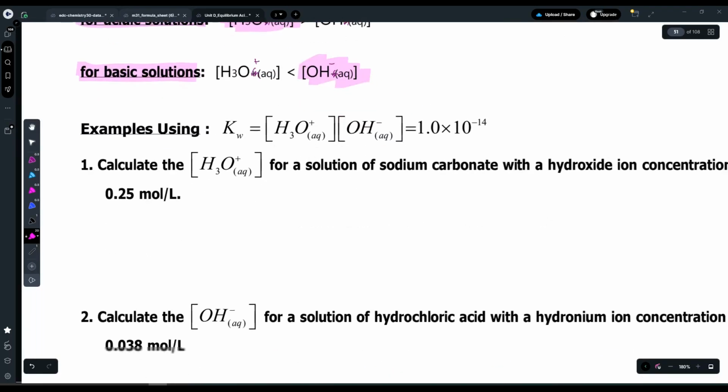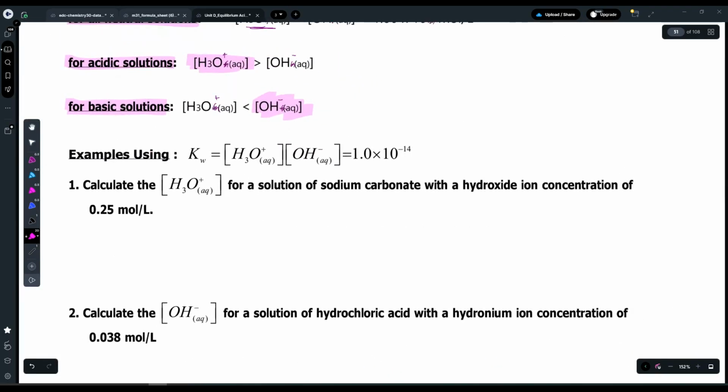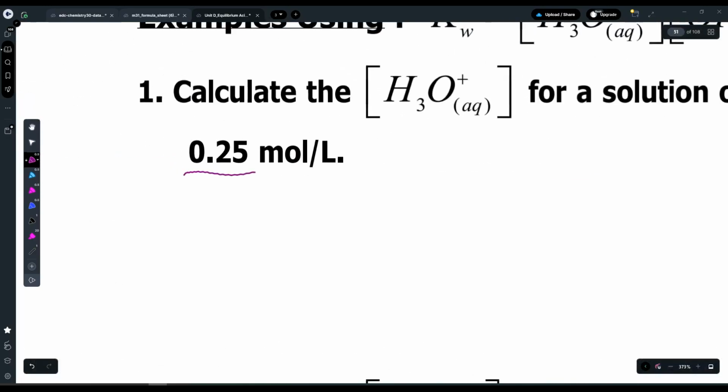So we're going to go to an example where we have to use this equilibrium law expression for the autoionization of water. It's asking us to calculate the concentration of hydronium ions for a solution of sodium carbonate with a hydroxide ion concentration of 0.25. So let's start off with our equilibrium law expression.